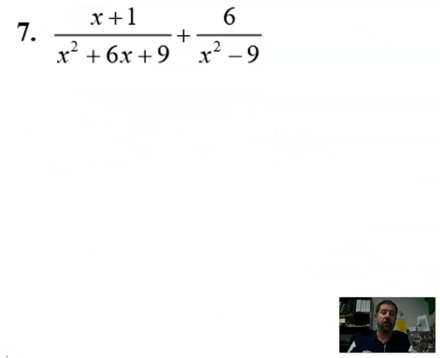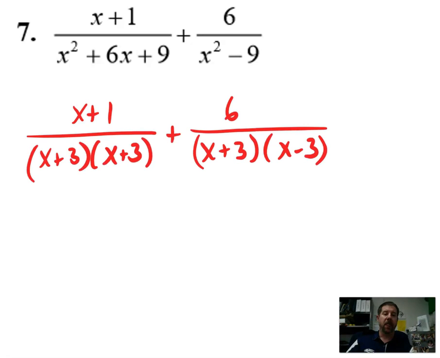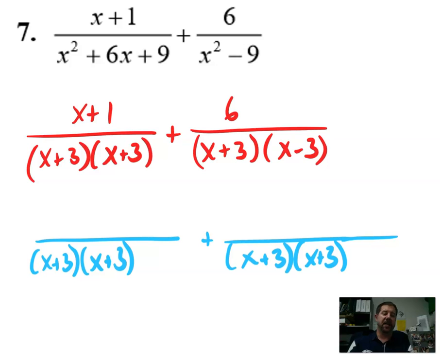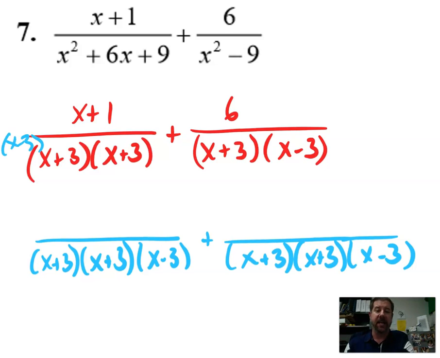Okay, so if we're given a problem, number 7, first step, factor the bottoms if they can be factored. You want to be able to see the pieces that make up each algebraic term. Okay, x plus 3, x plus 3, x plus 3, x minus 3. Then you can find your common denominator. Because the first fraction has x plus 3, x plus 3, I need two x plus 3s, and then I'm also going to need an x minus 3 because the second fraction has an x minus 3. This one I'm going to have to multiply by x minus 3 to make them the same. That already had one of the x plus 3, so I only have to multiply by one more x plus 3 to make it match.